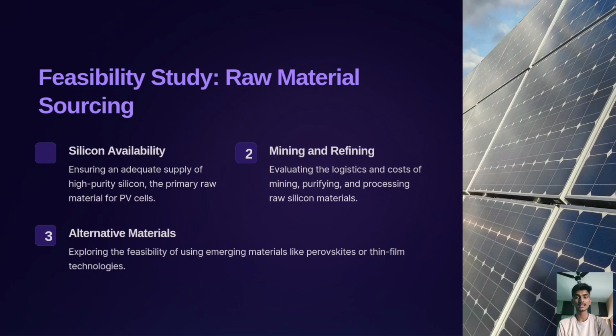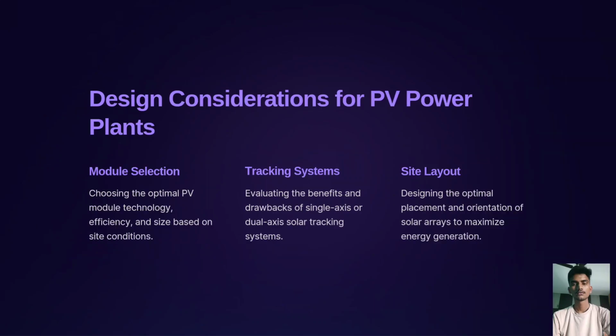The second one is mining and refining, evaluating the logistics and costs of mining, purifying and also processing raw silicon materials. Next is alternative materials, exploring the feasibility of using emerging materials in photovoltaic cells, such as thin film technologies.